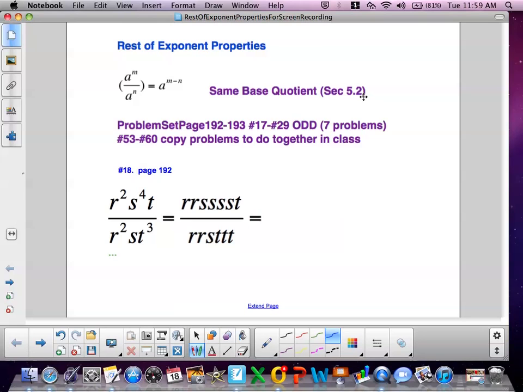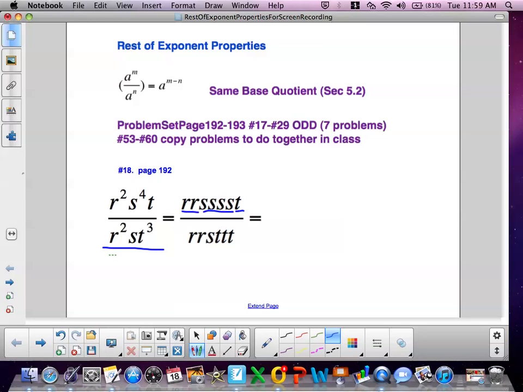And the most basic way to simplify it is really using common sense, because you can look at it and count the number on top and the number on bottom, and then you can cancel out common factors. But the first problem here is number 18 on page 192, a basic illustration of this property. And you can see here's my fraction. If I write it out like this, which you don't have to when you're solving it, but just to explain what's going on, r squared is r times r, and s to the fourth is s times itself 4 times, and then t is just sitting here, t to the first.